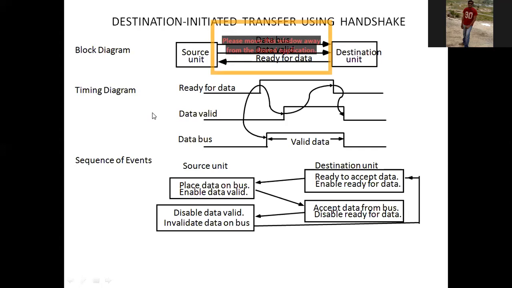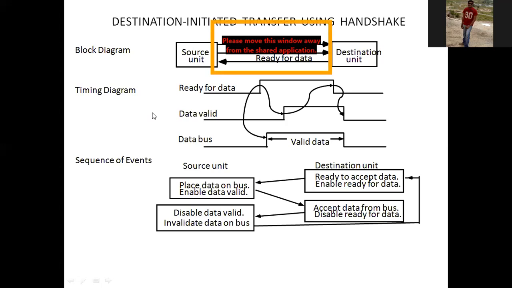Now you see the sequence diagram. The sequence diagram has the source unit and the destination unit. Are you able to understand the sequence diagram? Who is starting the process first? The destination unit. What is the destination unit telling? I am ready to accept the data, enable ready for data. To whom is it telling? The source unit.